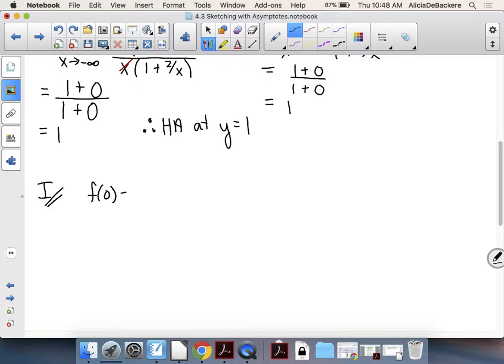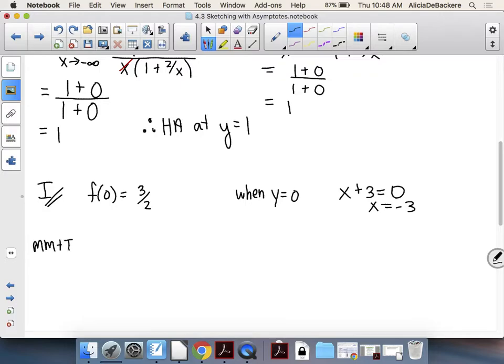So first I can find my y-intercept, and when I plug 0 into (x plus 3) over (x plus 2), I end up with 3/2. And then for my x-intercept, I'm trying to figure out where the numerator equals 0, and I can see that that's at -3.